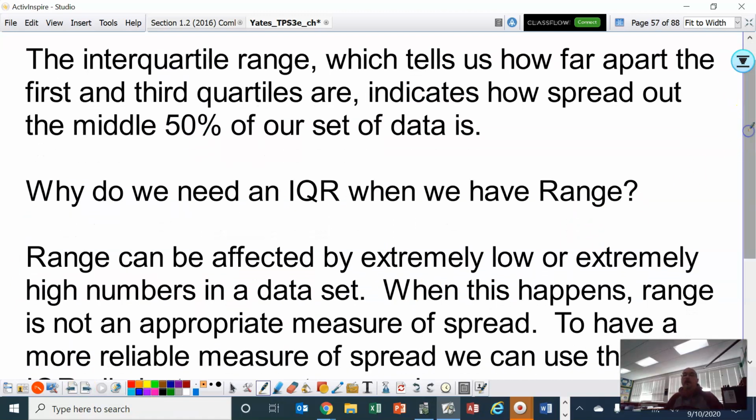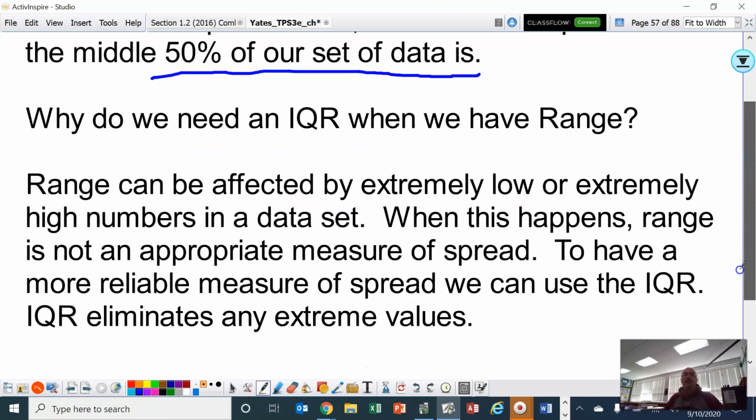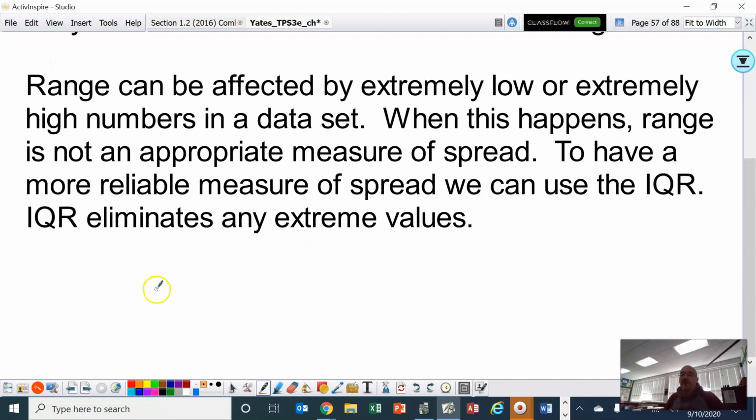So let's talk a little bit about the quartiles. The interquartile range, which tells us how far apart the first and third quartiles are, indicates how spread out the middle 50% of our data is. So from Q1 to Q3, that's 50% of the data. The IQR tells us how spread out it is. I'll go into more detail in the next video. Why do we need IQR when we have range? Well, range can be affected by extremely low or extremely high numbers in a data set.